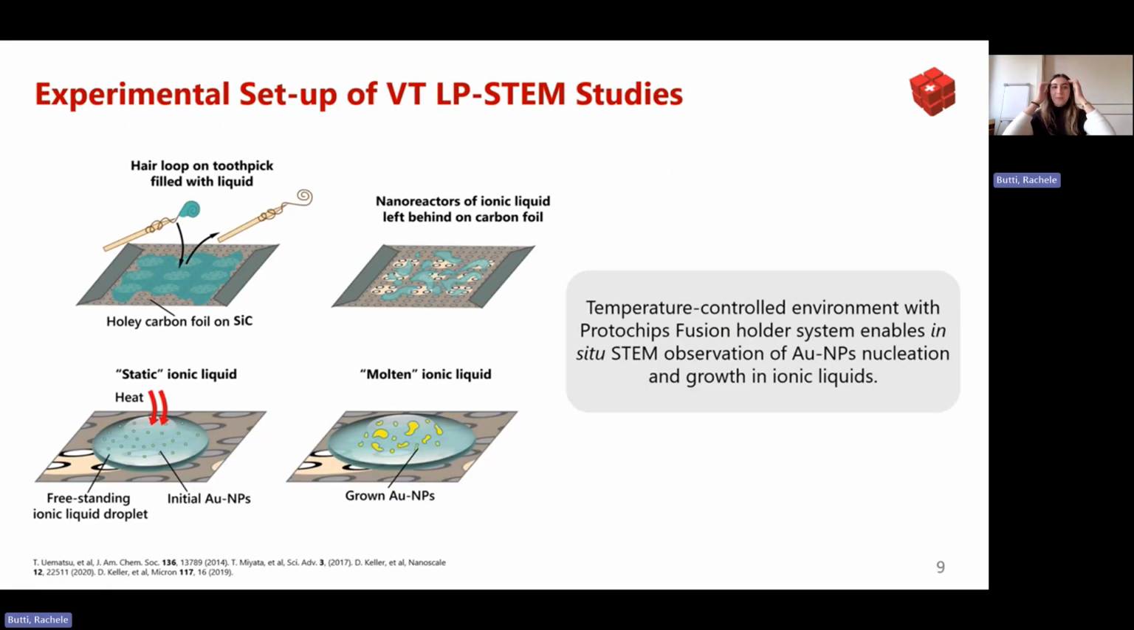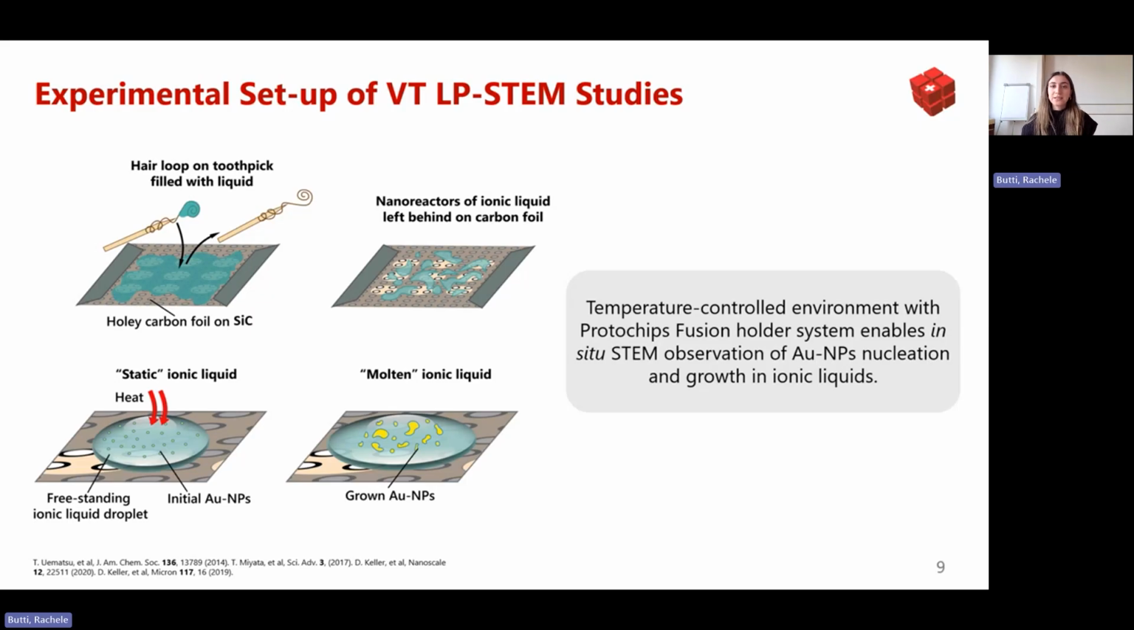So how do I prepare my sample? First of all, I take my chip and I drop cast on top of the active area of the chip my ionic liquid, so that I have a freestanding ionic liquid droplet, which contains the reactive precursors that I want to look at, and of course also the metallic precursor for the nanoparticles that I want to reduce. I do this drop casting by means of a hair loop on a toothpick, which is filled with liquid, or I use a pipette.